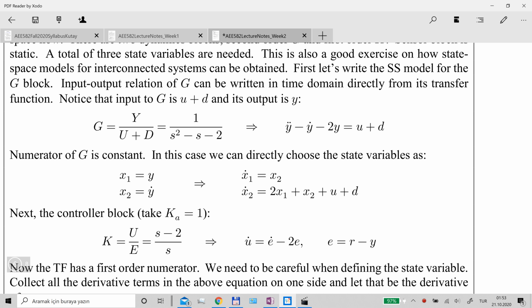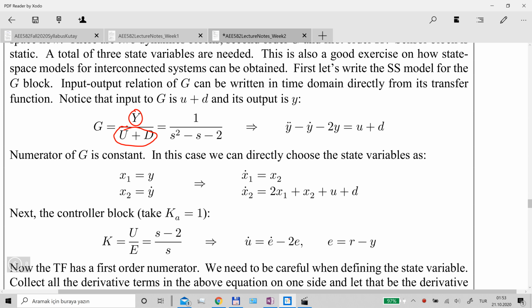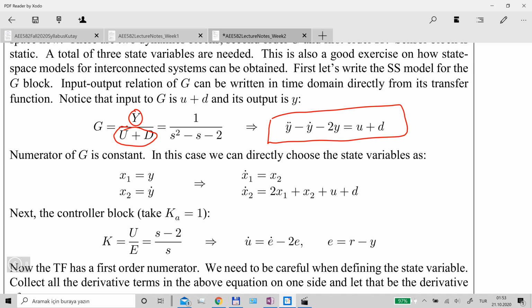So G has input U plus D, and the output is Y, so it's the transfer function between these two, and it's given by this expression. First we can write this relation in time domain by taking the inverse Laplace transform here, and that will give this differential equation. Now we're going to write this in state space form.